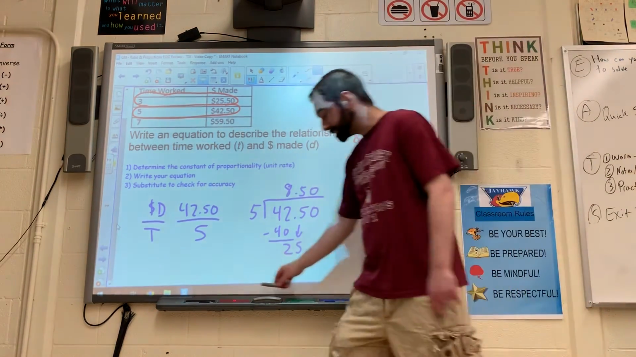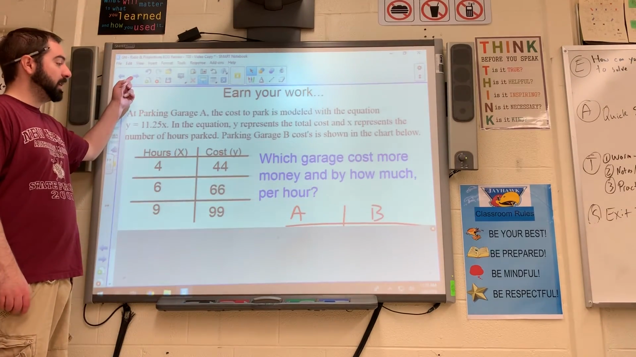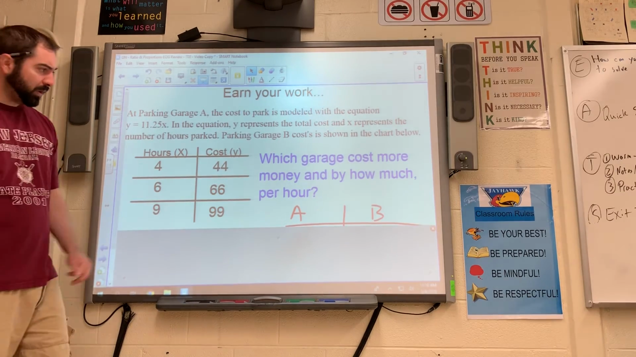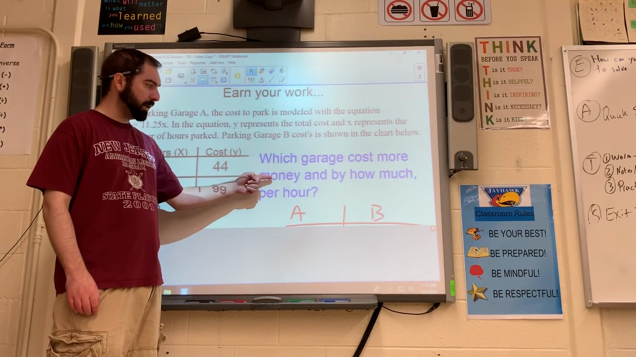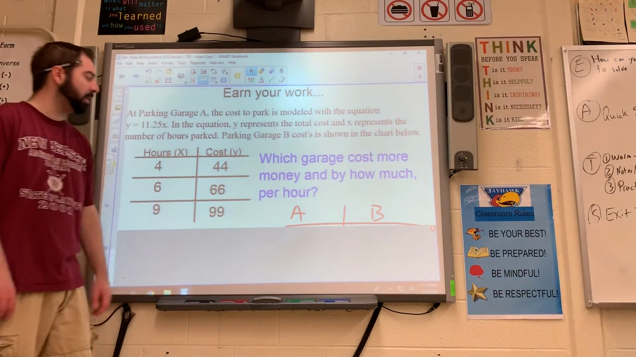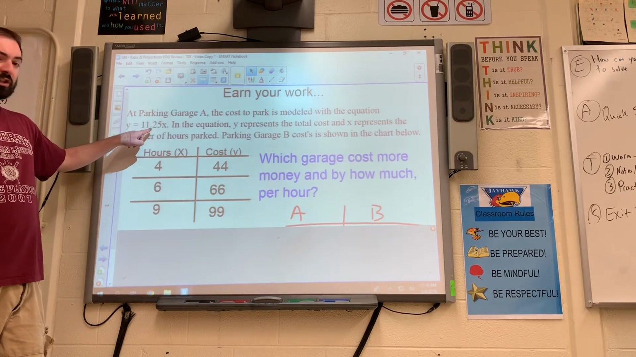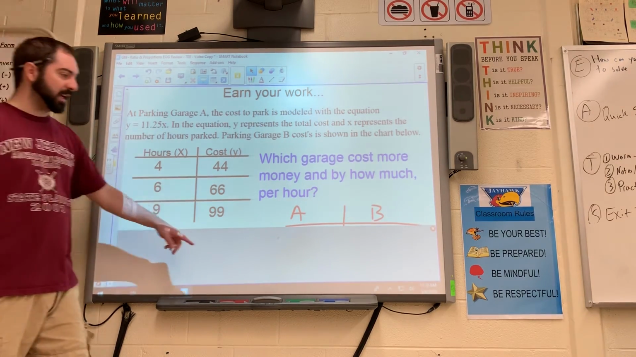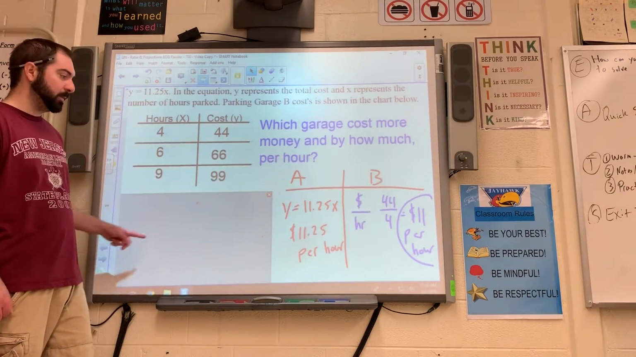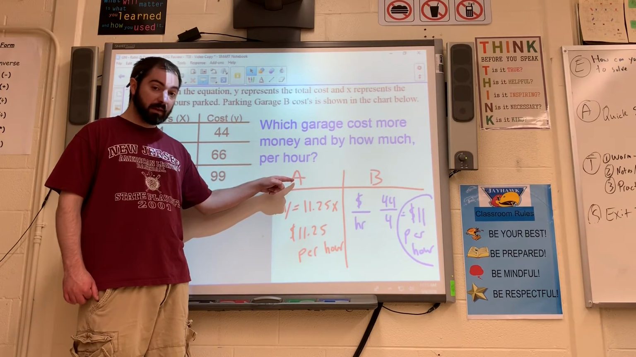So again, if you've got to go back through this video at all and check over, one last example to earn your work. Again, which garage costs more money and how much more money? So we're trying to figure out which one's actually the worst deal here. Again, they tell us that for parking garage A, the modeled equation is used. Below there's a chart. So again, the first thing I did in this problem is I determined what information they gave me. The first one, garage A, there was no work to do. They already told me how much.